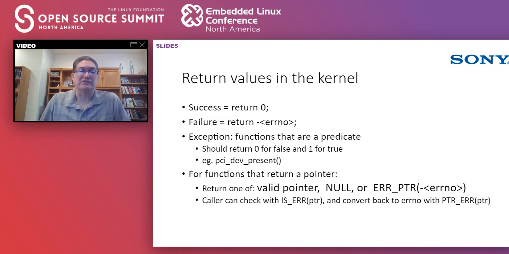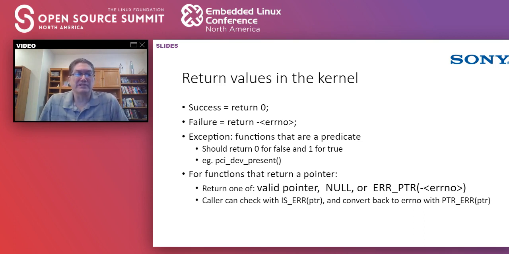Now, moving on to return values. Just like in the Unix programming model in user space, return values in the kernel use zero to indicate success. On failure, you will return a negative error number, and that negative is important. The exception is functions whose name is a predicate, like pci_dev_present. If it's obvious from the name that it returns true or false, you should return zero for false and one for true. Otherwise, your if statements read weird.